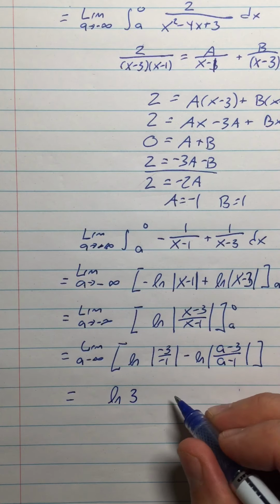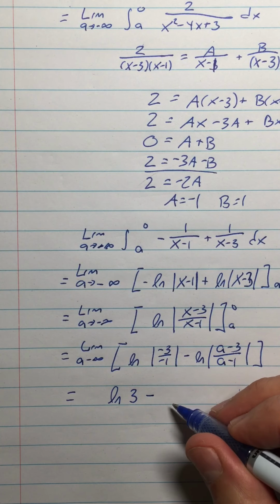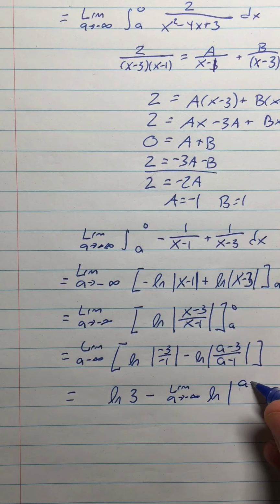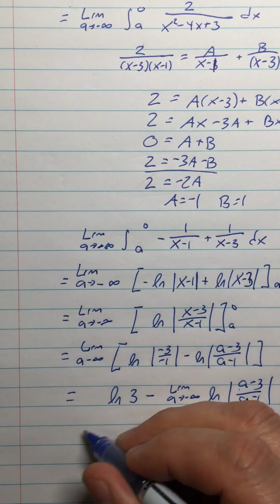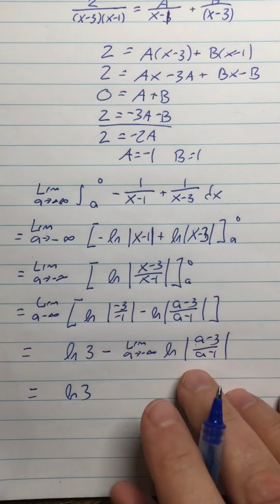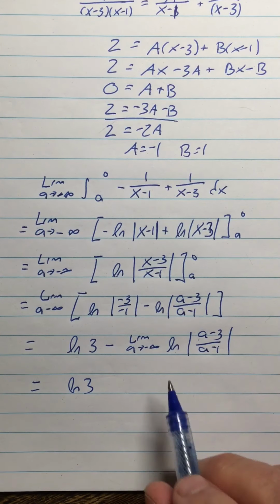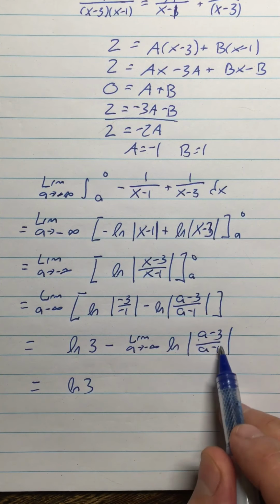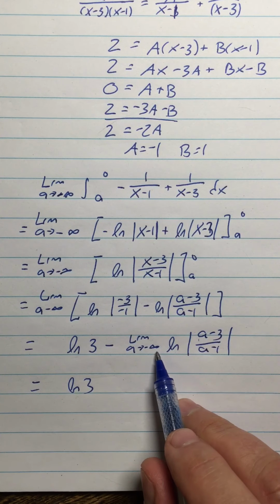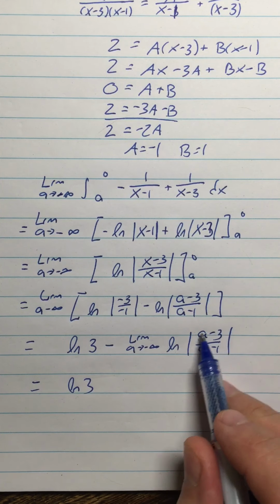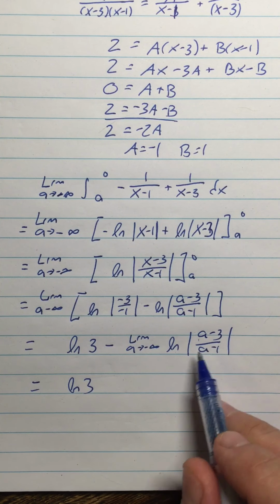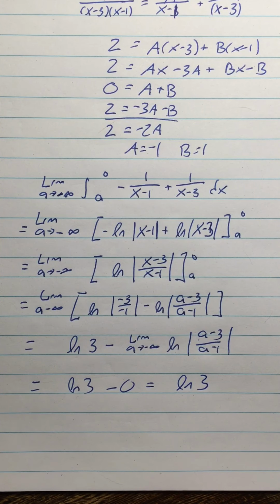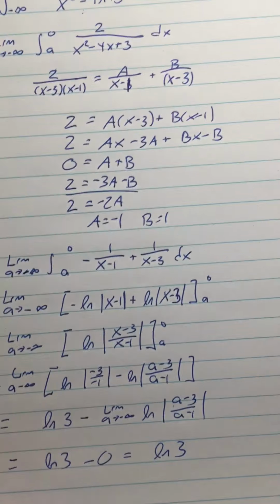So this is ln of 3, and then minus the limit as a approaches negative infinity of ln of absolute value of a minus 3 over a minus 1. So that equals ln of 3. Let's see if we can do this limit a little more intuitively this time. As a approaches negative infinity, this rational expression has a horizontal asymptote at 1. Whether we go to positive infinity or negative infinity, the inside of this expression is going to 1. Absolute value of 1 is 1. ln of 1 is 0. So it's minus 0, and my area is ln of 3. Done. Nice. Okay, what's next?